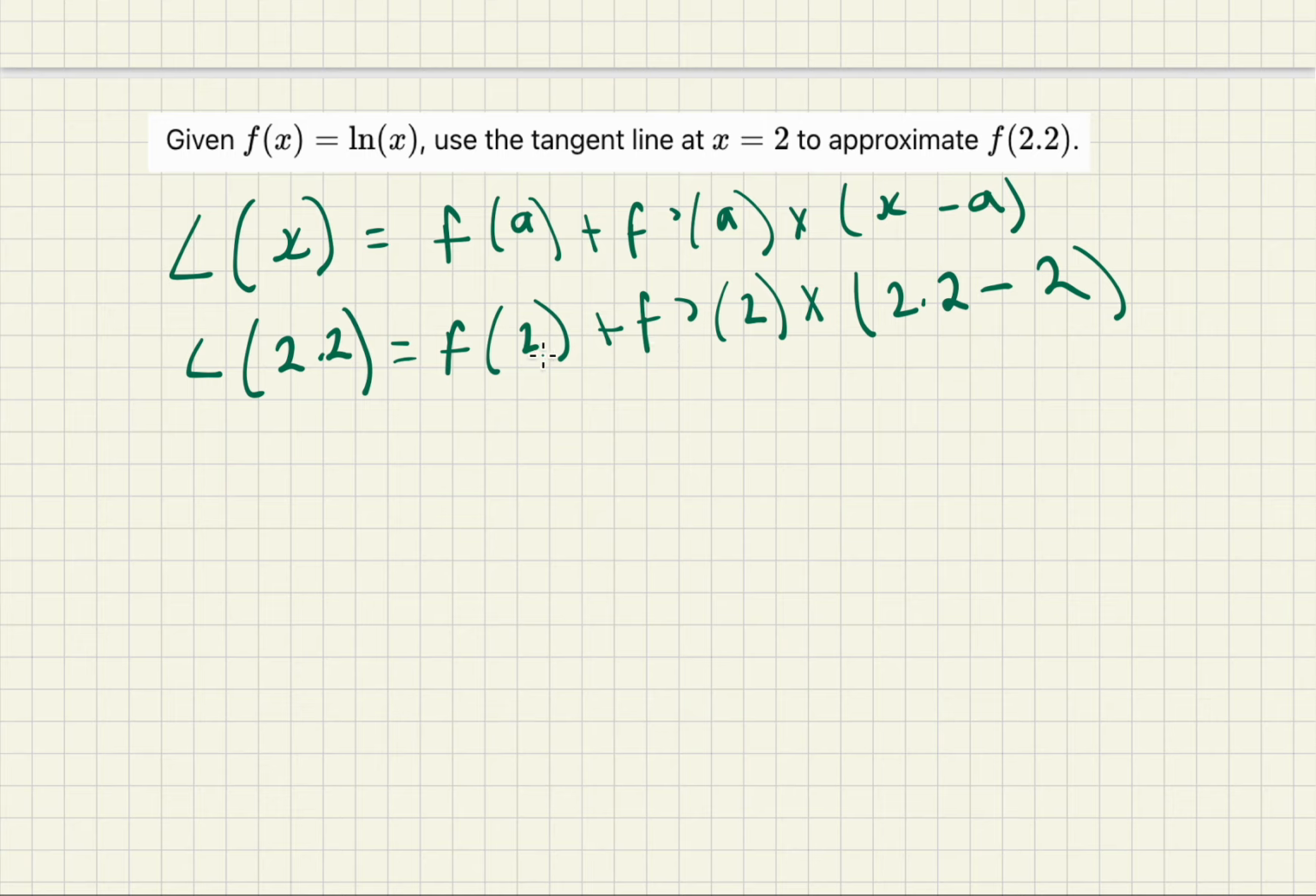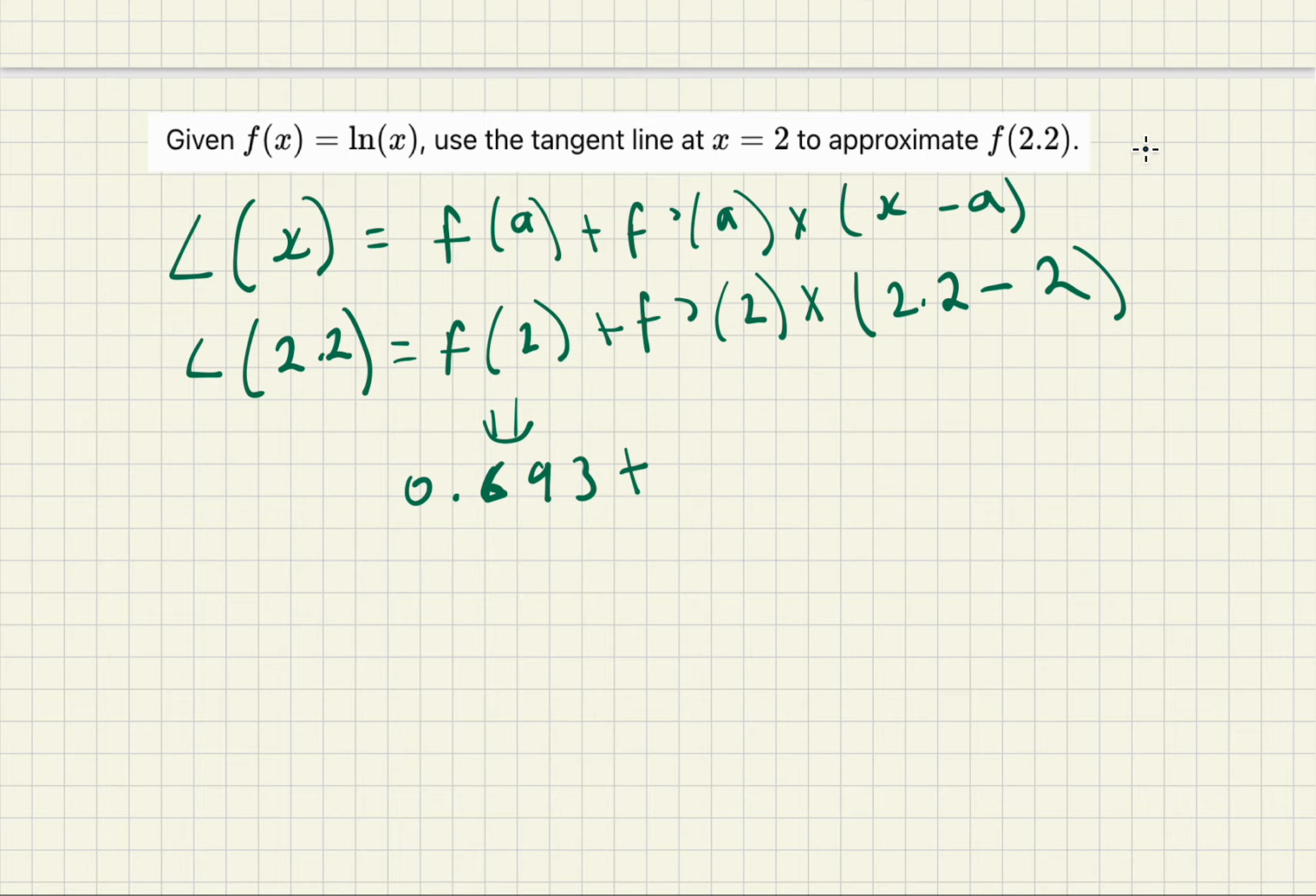So we get 2.2 minus 2. All we need to do now is plug in 2 into natural log of x. And you can use a calculator for this, because the natural log of 2 is not easy. You can't do that in your head. So that is equal to approximately 0.693.